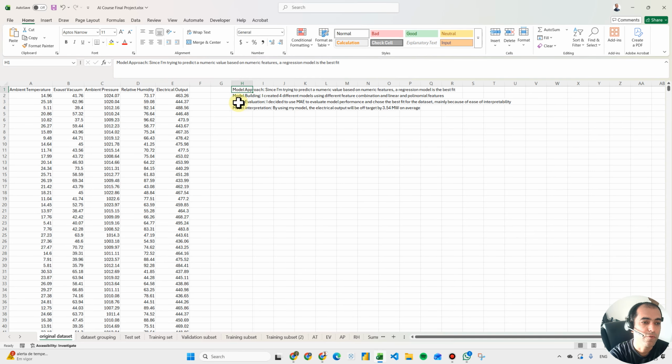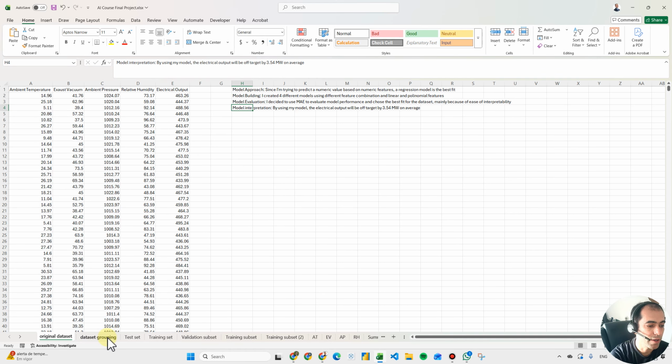For the model evaluation, I decided to use MAE, the mean absolute error, mainly because I felt like it was best for interpretability, because it would be easier for me to just determine on average by how much off my model would be of the actual value. And the model interpretation, the end result was that my model on average was off target by 3.54 megawatts.